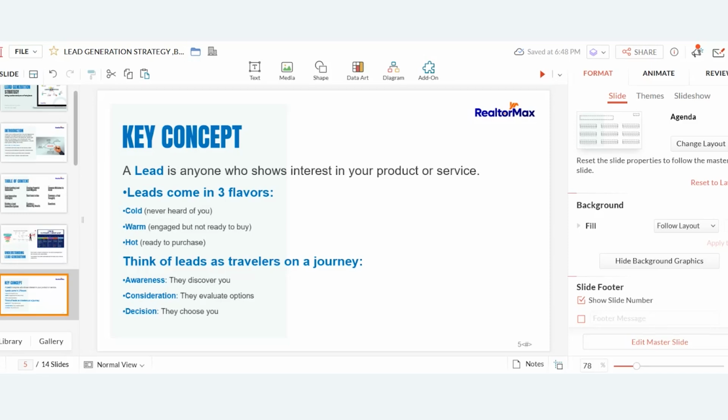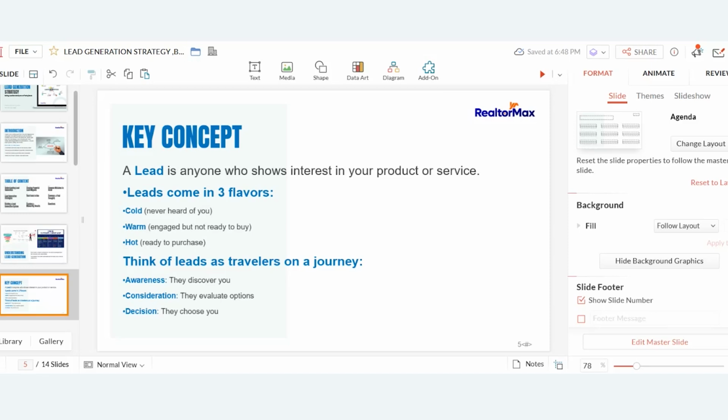Now, think of leads as travelers on a journey. There are steps. They move from one point to the other. At first is the awareness stage. This is where they discover you. They just learned about you, they just learned about what you do. It's awareness. They just got to know about you. From that stage, they move to the consideration stage. Consideration is when they are now weighing you together with every other option they have. Now, the decision stage is when they choose to move forward with you.